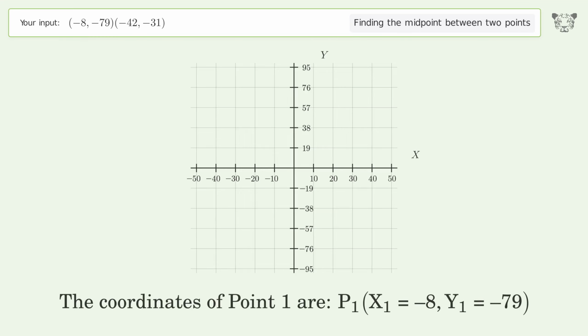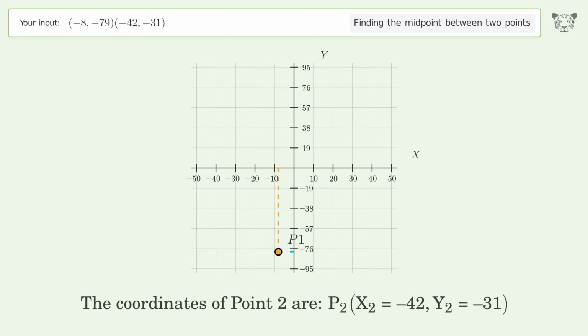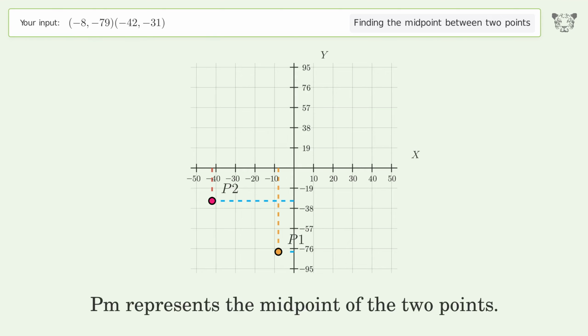The coordinates of point 1 are x1 equals -8, y1 equals -79. The coordinates of point 2 are x2 equals -42, y2 equals -31. PM represents the midpoint of the 2 points.